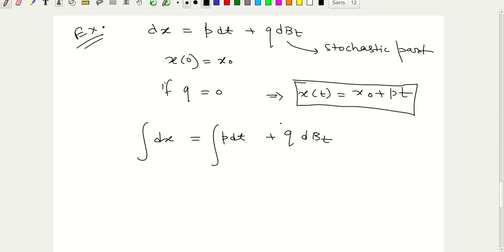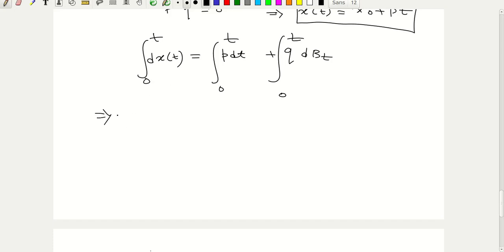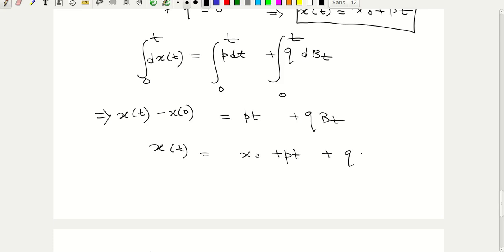You will just integrate both sides from 0 to t. So dx of t integrated from 0 to t is straightforward. This thing will be x of t minus x of 0, you already know that, and here it will be pt, and here will be q into Bt. So now what will be your solution? X of t will be equal to x0 plus pt plus q into Bt.